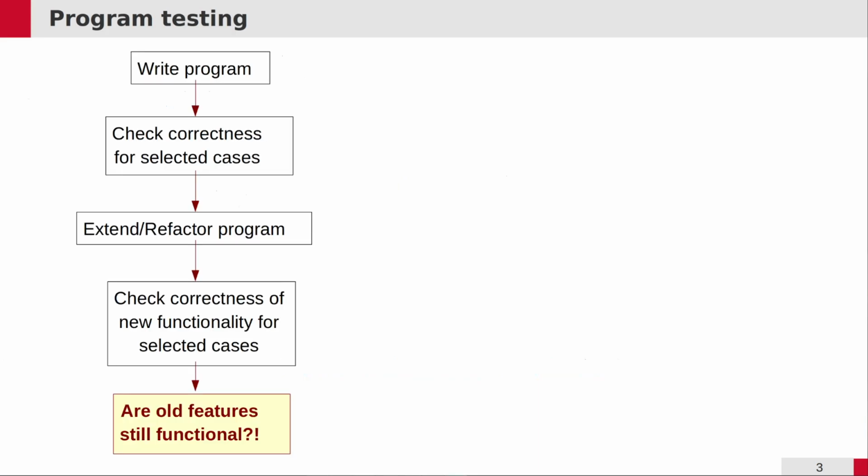So let's talk about program testing first. Why do we do program testing at all? One scenario you can think about, which is very important when you are writing a program: you are checking whether the program works as it is supposed to. Then you are extending and refactoring the program, and again you have to check whether all the functionality which previously worked is still working, right? So are the old features still functional? And of course, this is something you have to do every time you are adding something and changing code.